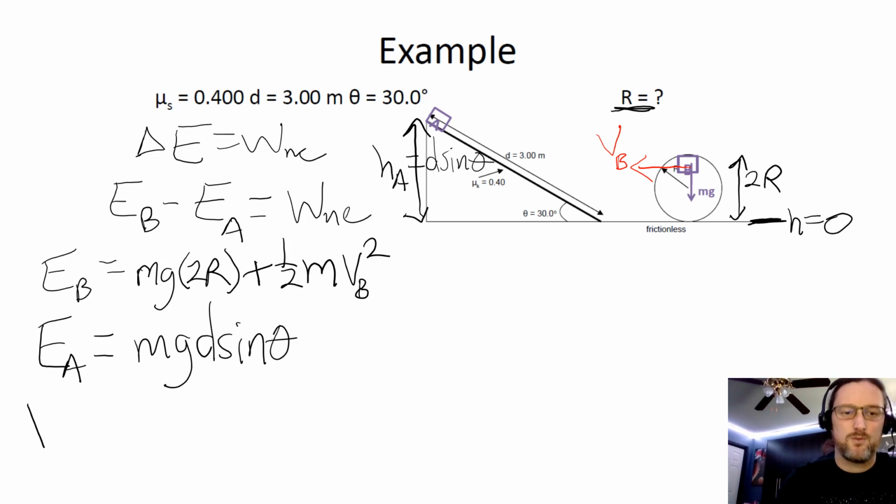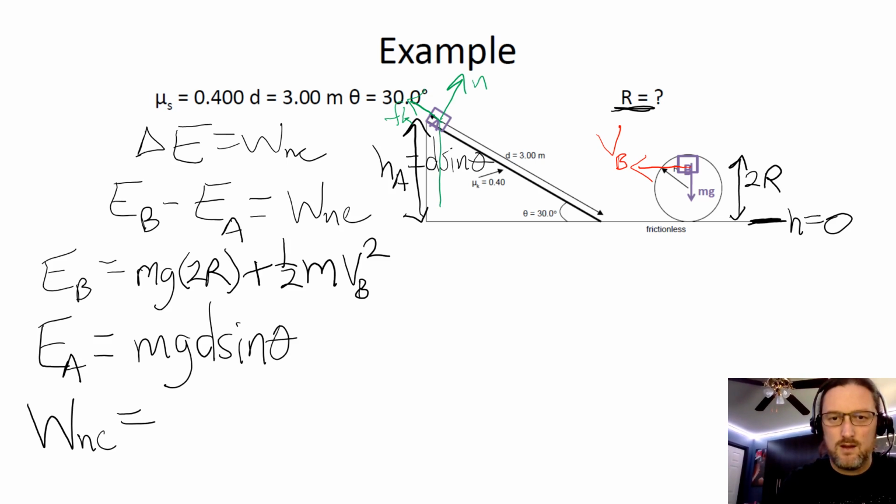Then work from non-conservative forces is going to be friction. Here it's a little bit trickier than our last example, right? Because friction is opposite the direction this block is going to slide down the ramp. The normal force is not exactly equal to the gravitational force, and now I've got to do some weird stuff with theta.